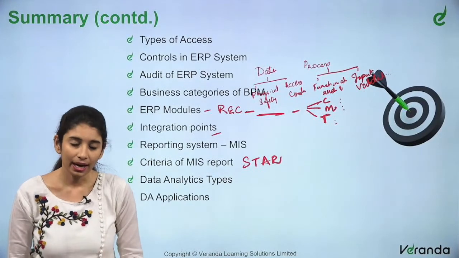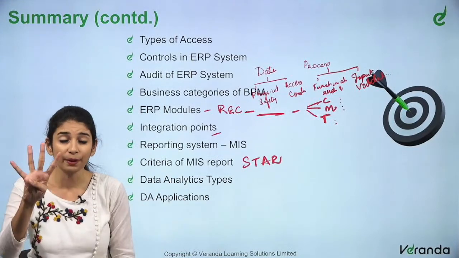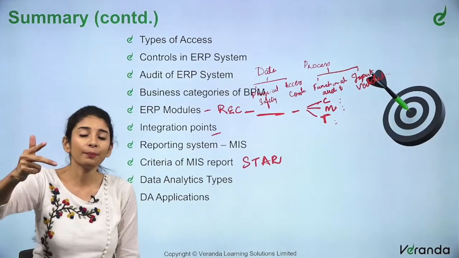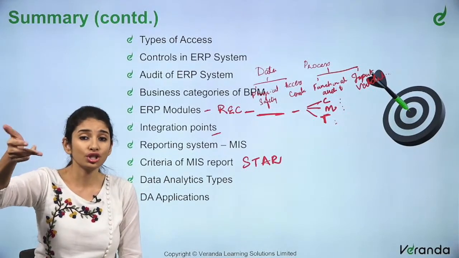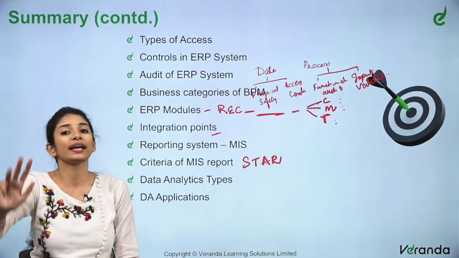DA applications. Though DA is used across all the industries, we had 4 major things because of the volume of transactions. Number 1, banking. Number 2, e-commerce. Number 3 goes to Jio and Airtel, which is your mobile network operators. Number 4 goes to your healthcare organizations.